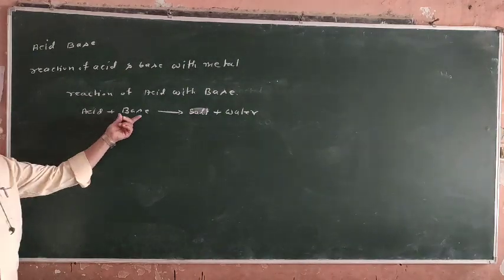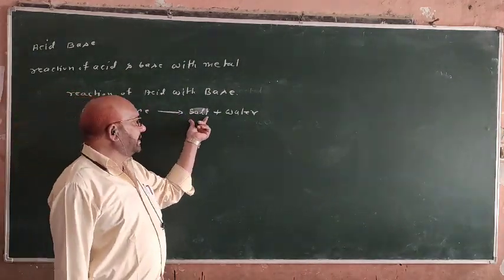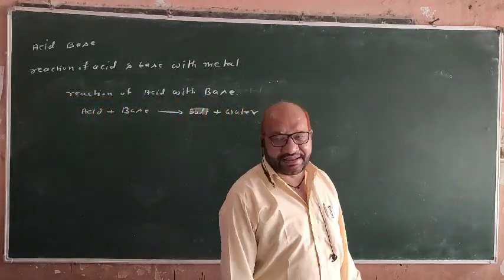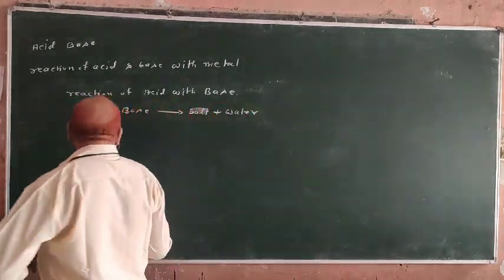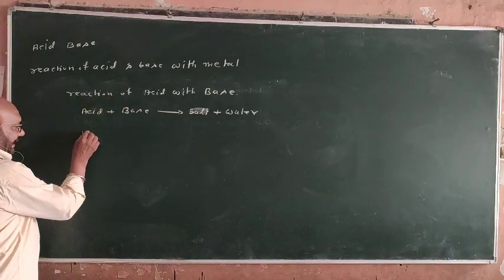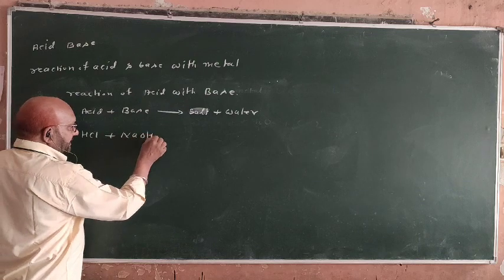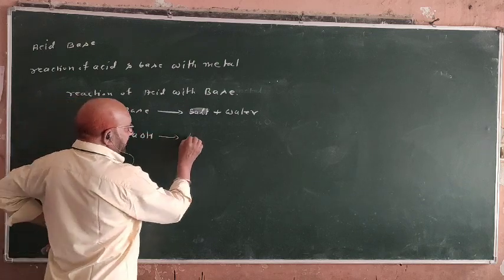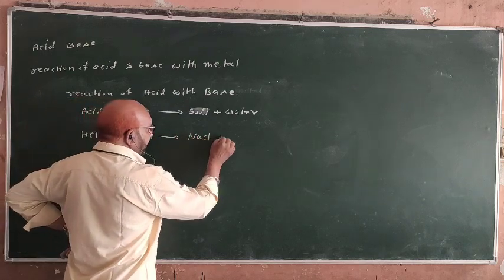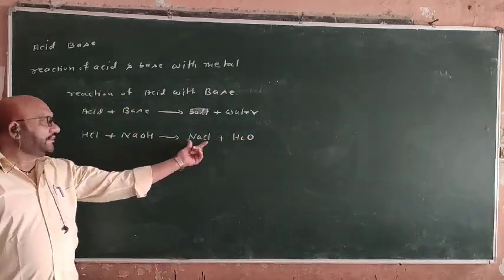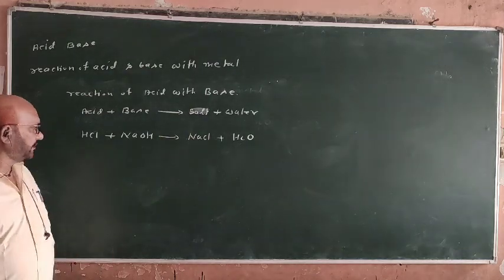When acid reacts with base to form salt and water, this type of reaction is called neutralization reaction. Example, when hydrochloric acid reacts with sodium hydroxide, it gives sodium chloride plus H2O. It is called salt, which name is sodium chloride.